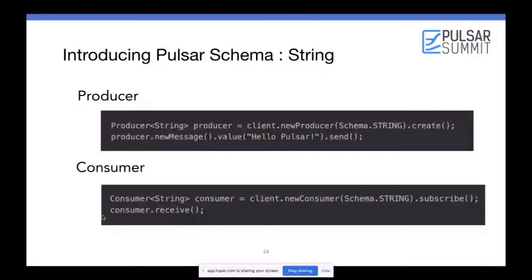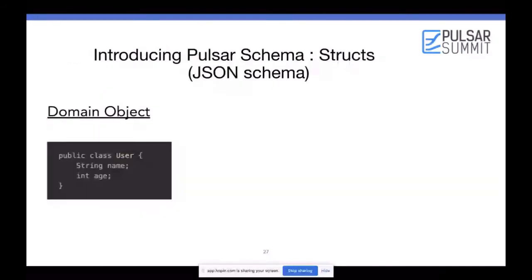So going beyond primitive schemas, we will now look at something that Pulsar calls struct schema. Struct schema is basically structure, and it is represented either using JSON schema or Avro schema or Protobuf schema. These are the three formats that Pulsar supports.